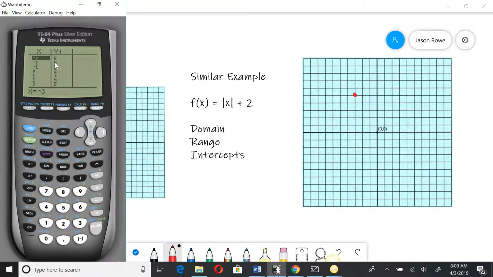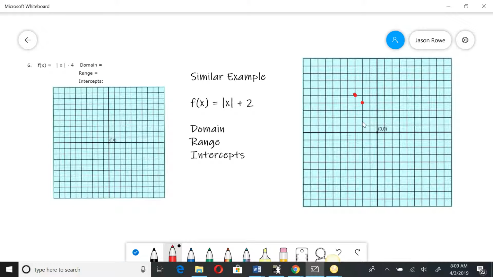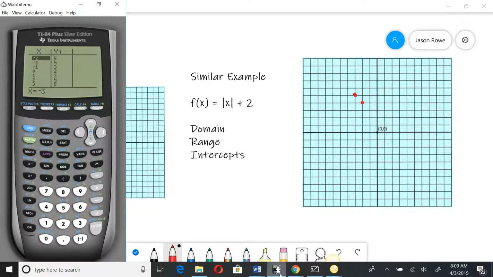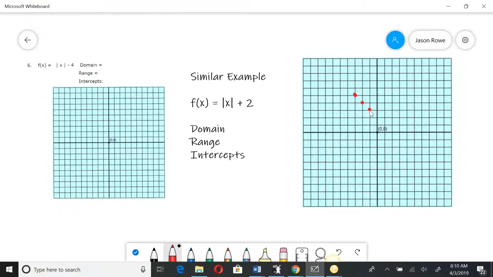I've got a point at negative 2, 4. So 1, 2, 3, 4. I've got a point at negative 1, 3. So negative 1, 1, 2, 3. I've got a point at 0, 2. And then these points are going to mirror because it's an absolute value function. So there'll be one here, here, and here. And there's your absolute value graph.